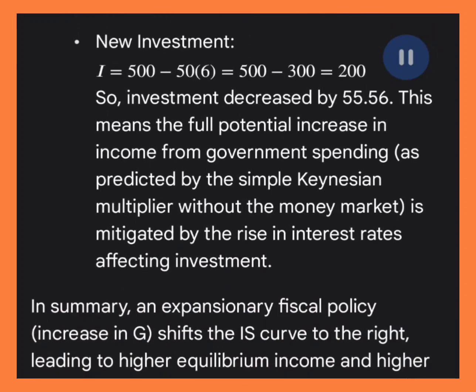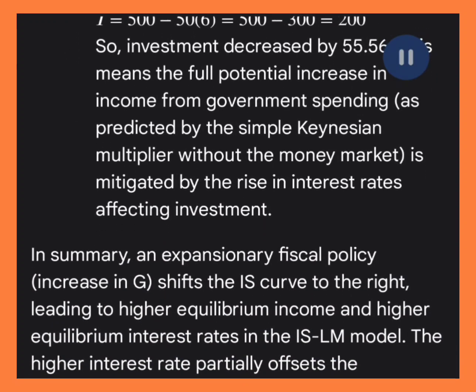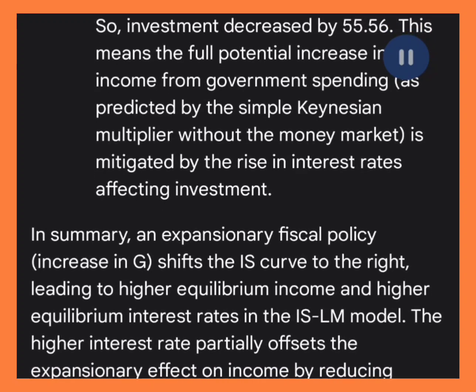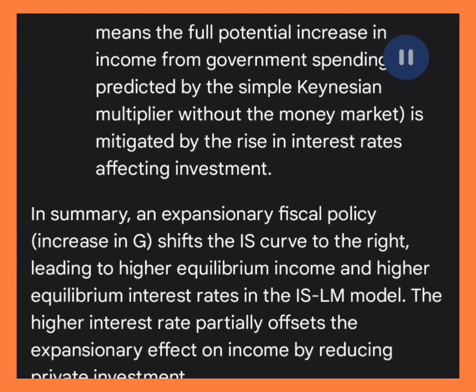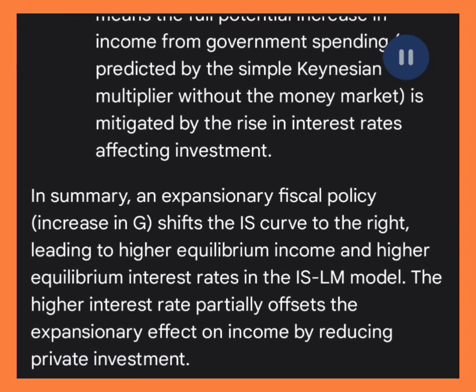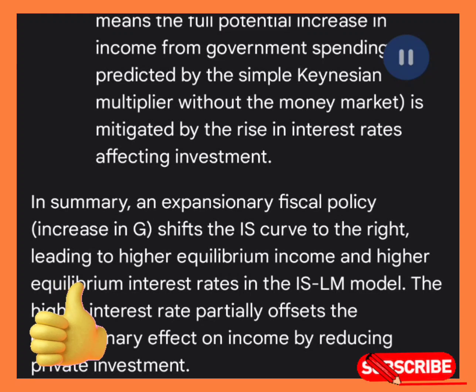This means the full potential increase in income from government spending, as predicted by the simple Keynesian multiplier without the money market, is mitigated by the rise in interest rates affecting investment. In summary, an expansionary fiscal policy, an increase in G, shifts the IS curve to the right, leading to higher equilibrium income and higher equilibrium interest rates in the IS-LM model. The higher interest rate partially offsets the expansionary effect on income by reducing private investment.